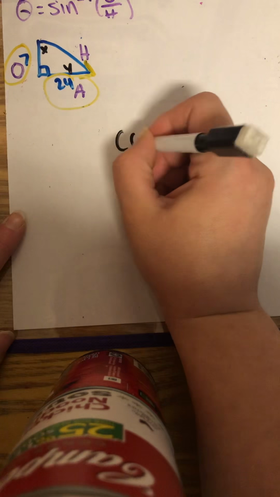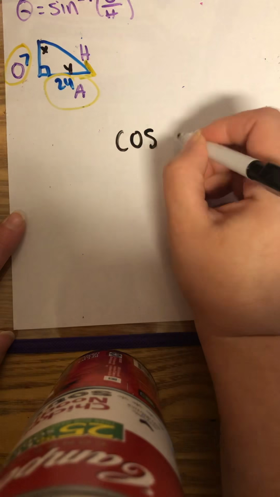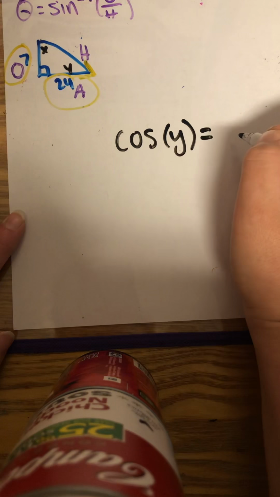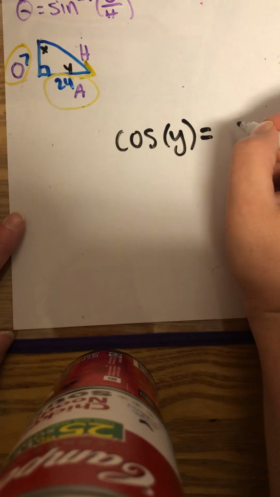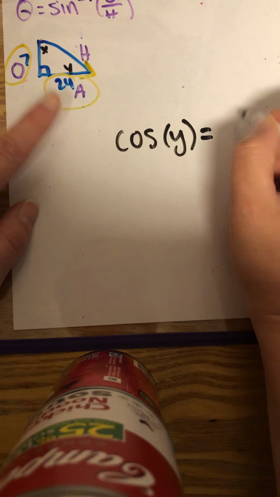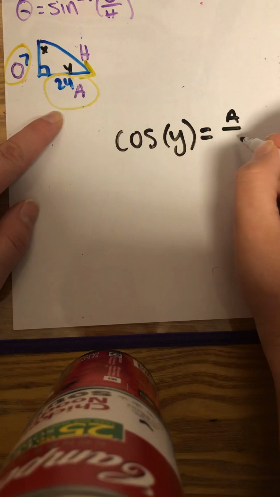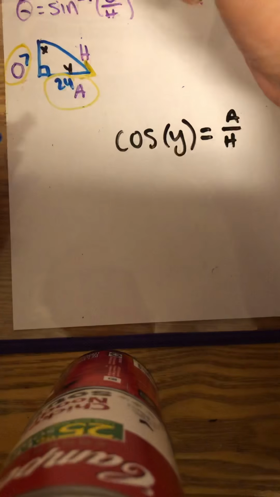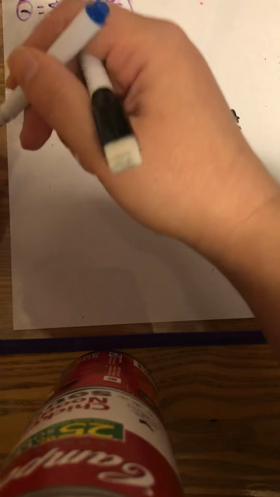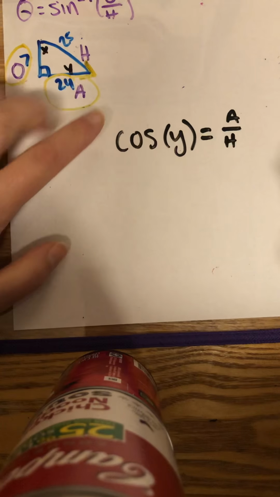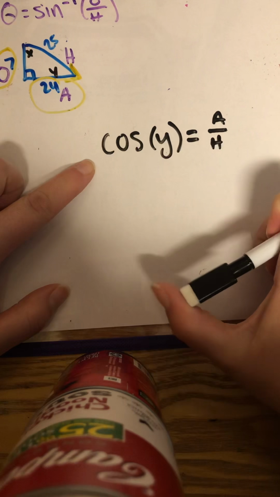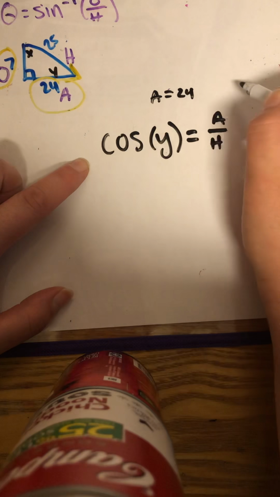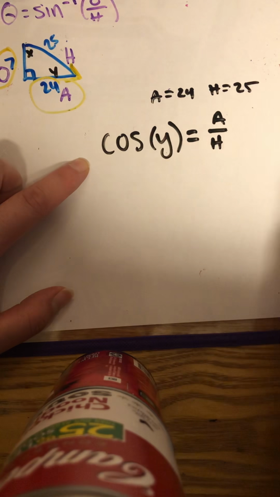the cosine of y is equal to, the cosine is adjacent over hypotenuse. And let's go ahead and put our 25 back in. Okay? And they cannot give you the drawing. They could just give you this statement and say A equals 24, H equals 25.